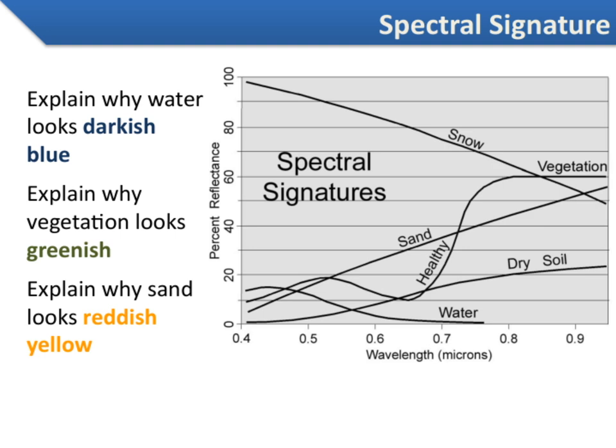Next, vegetation appears greenish because chlorophyll, the pigment that plants use for photosynthesis, strongly absorbs red and blue light but reflects green light. That reflected green light is what our eyes see, giving plants their characteristic color. And finally, sand looks reddish-yellow because it contains minerals and iron oxides that reflect those warm colors. The composition of the surface materials directly influences the spectral signatures we observe.